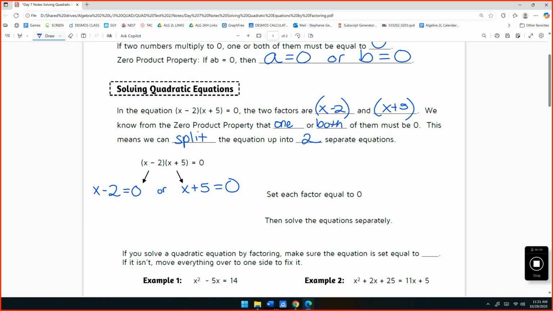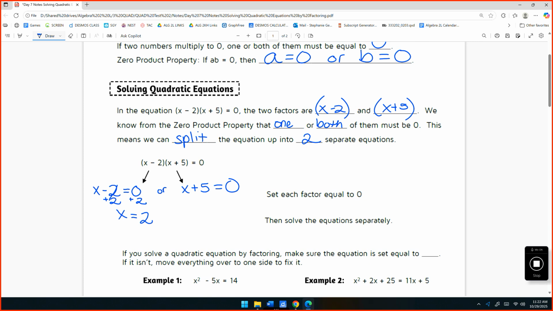Now you have itty bitty baby equations to solve, right? Remember the good old days when equations were this easy? Those good old days are way in the past. Okay, so if I want to solve x minus 2 equals 0, what do I got to do to both sides? Add 2. That's it. 0 plus 2 is 2.